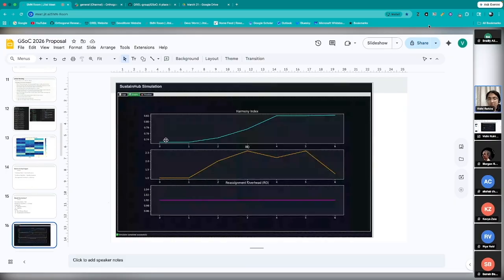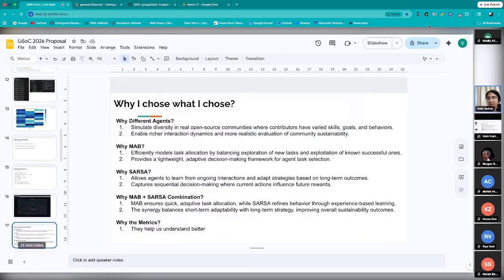This is how the metrics would look, and this is a graph of the metrics on the visualization dashboard, which shows the range, like I said, around 0.8. It's a good range for harmony index. The reassignment overhead has a big range, and the resonance quotient has a bigger range, but reassignment overhead is constantly one. That means each and every task is being reassigned if it is not done.